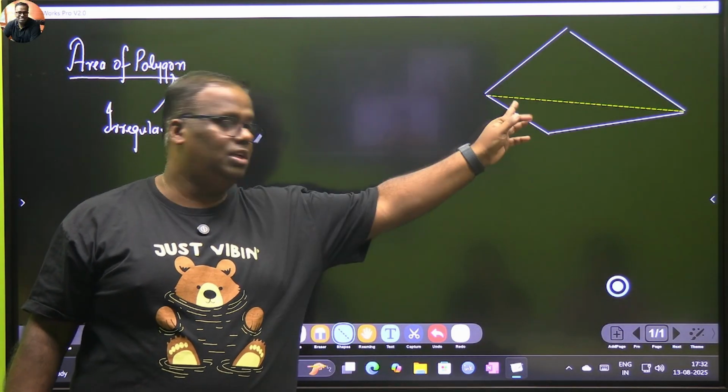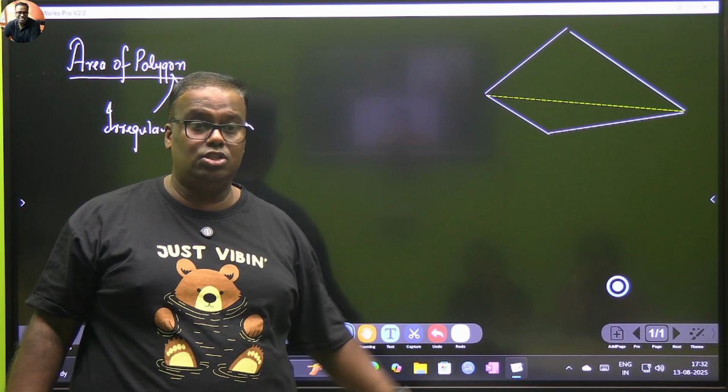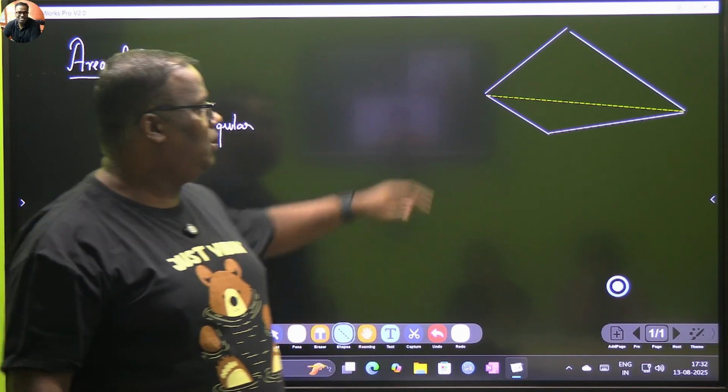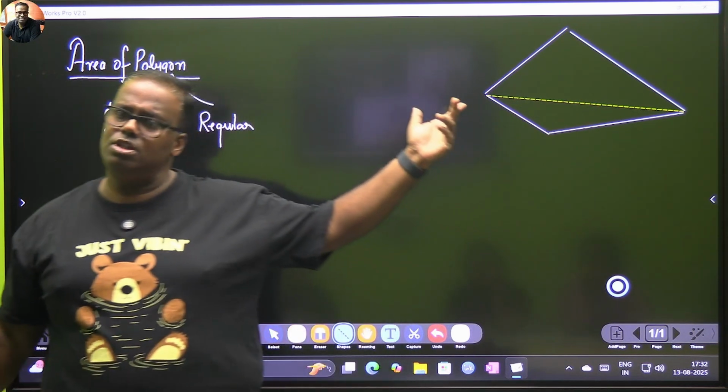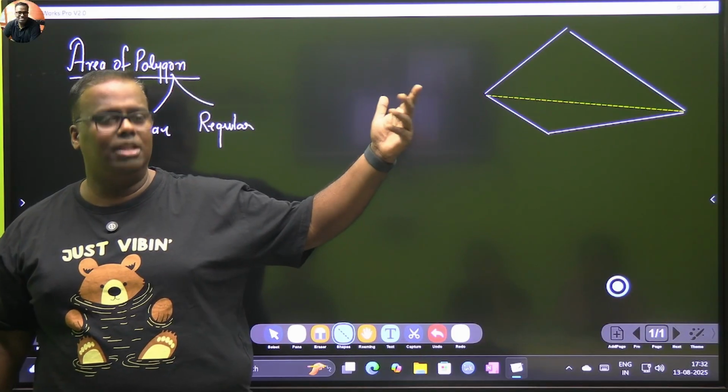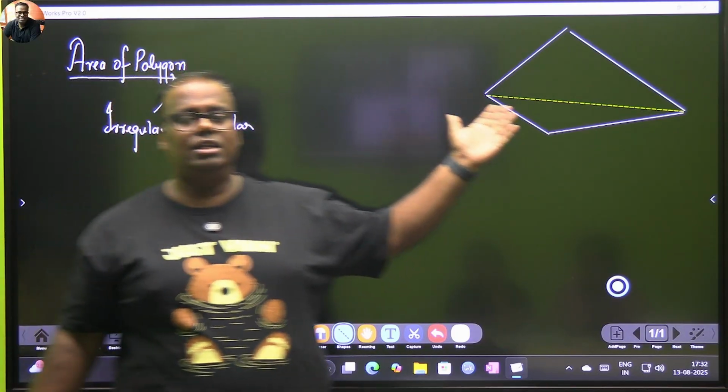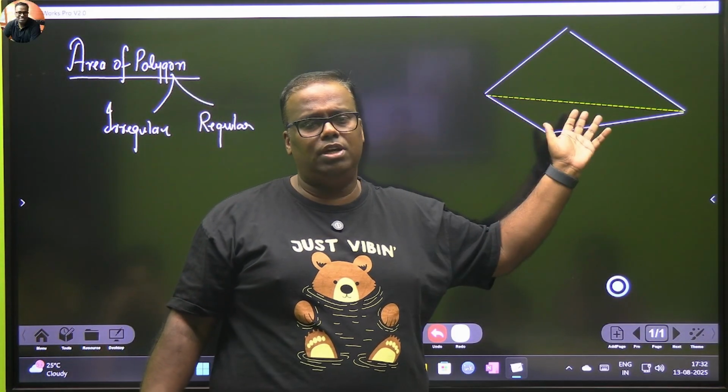Now I have made it into two figures. Can you identify the two figures? It's two triangles. So if I find out the areas of these two triangles, obviously my job is done, right? And add them, as he says, which is very correct. I get the area of this particular figure which is irregular.